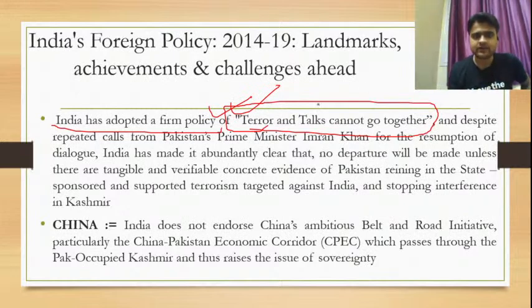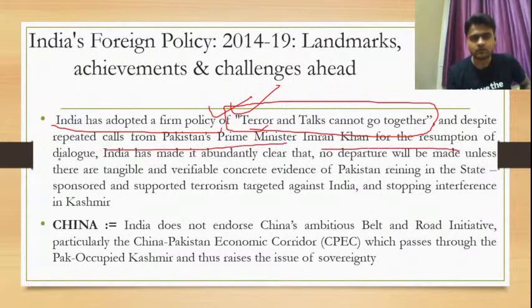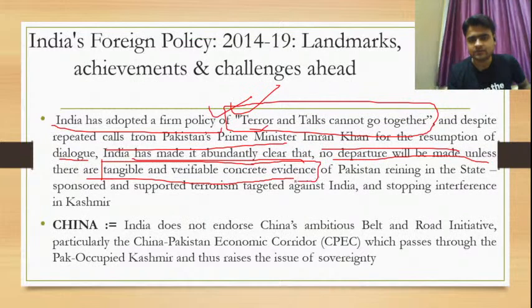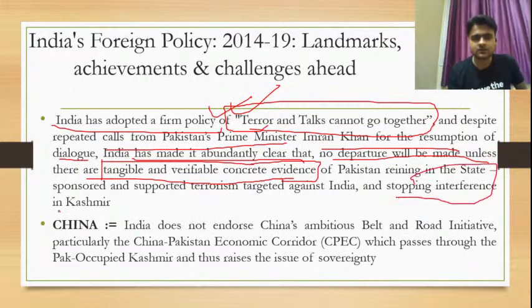That is the point. And despite repeated calls from Pak's PM Imran Khan for the resumption of dialogue which we discussed, India has made it abundantly clear that no departure will be made unless there is tangible and verifiable concrete evidence. This is the keyword. ठीक है, tangible and verifiable concrete evidence of Pakistan that they are shutting down all the terror activities. Unless that is there, we will not be talking. Fine. And another concern is that please stop interfering in our Kashmir issue. Fine. These are some of the main bones of contention between India and Pakistan broadly.